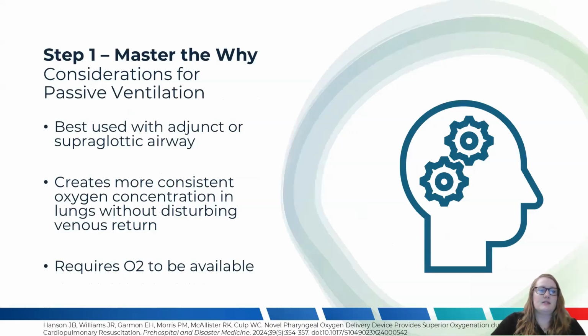We talk about passive ventilation. This is best used with an adjunct or supraglottic airway, something to hold the airway open so that we can bathe those airways with oxygen. And it's been shown to create a more consistent oxygen concentration in the lungs without disturbing venous return, because there is no pressure gradient. Now, when you have a BVM, you're forcing oxygen into the lungs and you get this kind of wave. You have high oxygen, it comes down, and you get high oxygen, it comes down. With passive insufflation, it maybe doesn't quite get as high, but it stays consistent across the board as long as that oxygen is flowing and the airway is open. So that's something to consider in your decision making of how we are prioritizing oxygenation, active ventilation versus passive ventilation. But it also, again, requires airways, and it requires oxygen to be available.